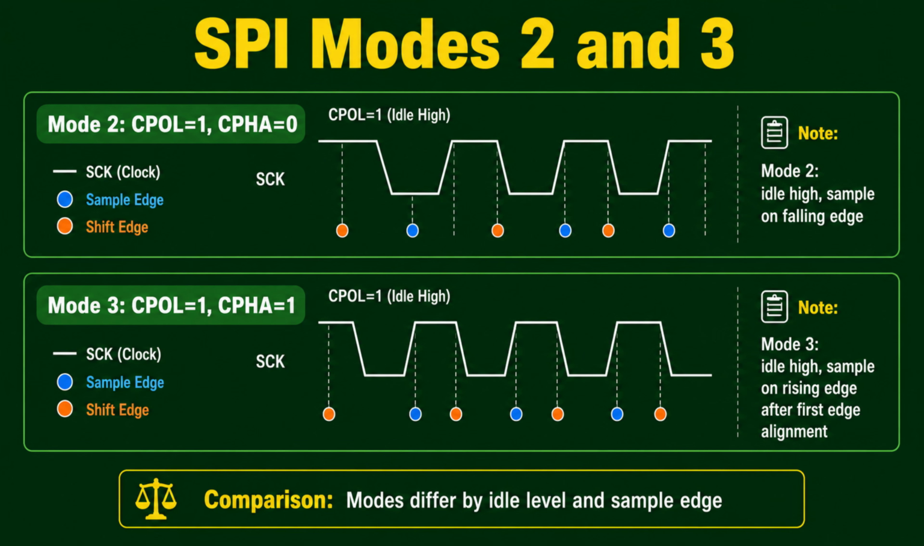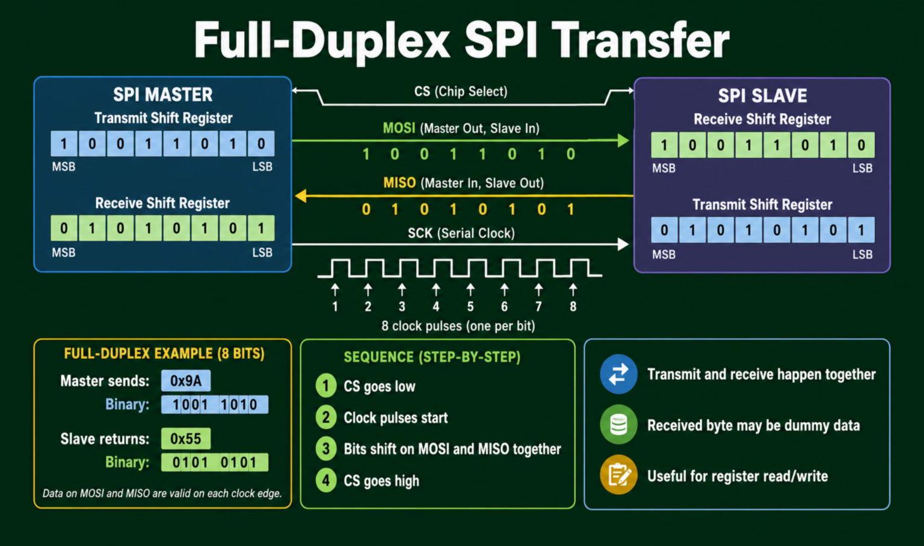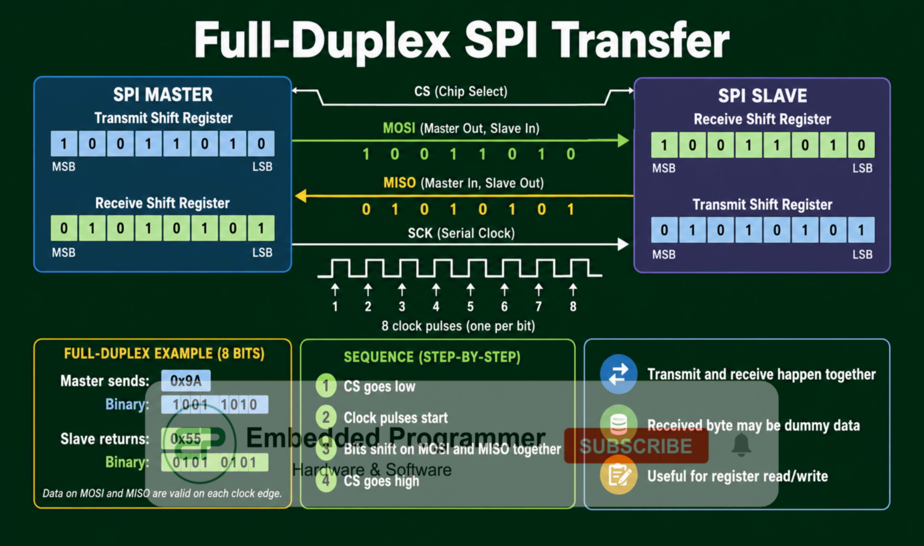The 4 SPI modes only define clock idle level and sampling timing. They do not change the direction of MOSI and MISO, or the basic structure of the SPI bus. SPI is naturally a full duplex protocol.